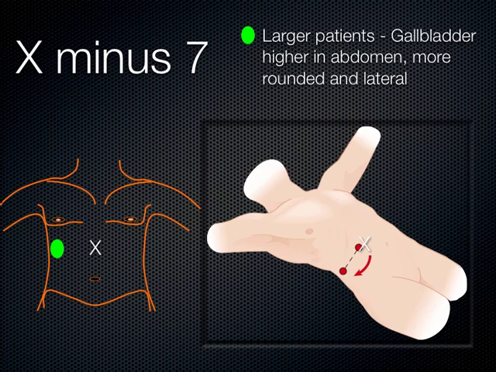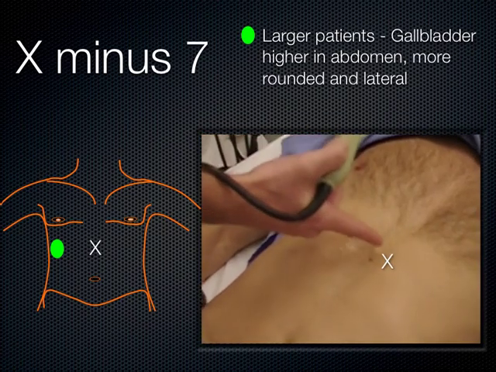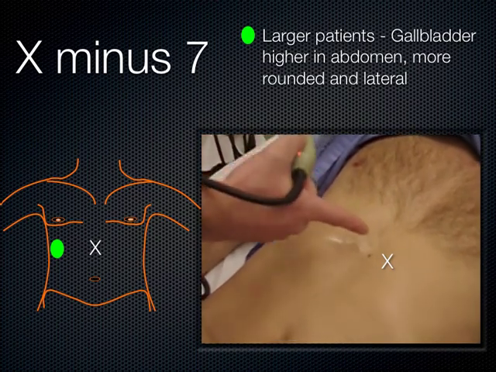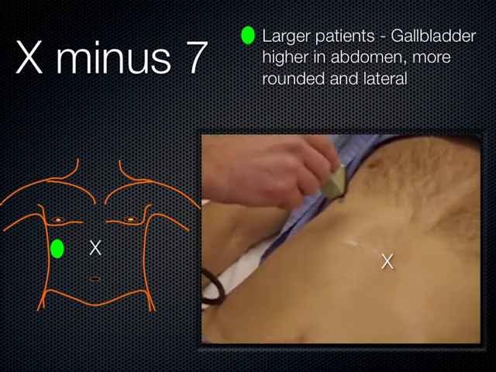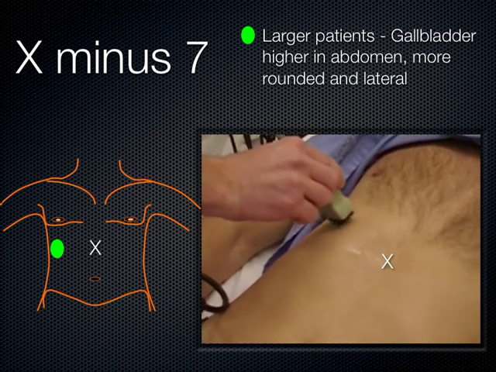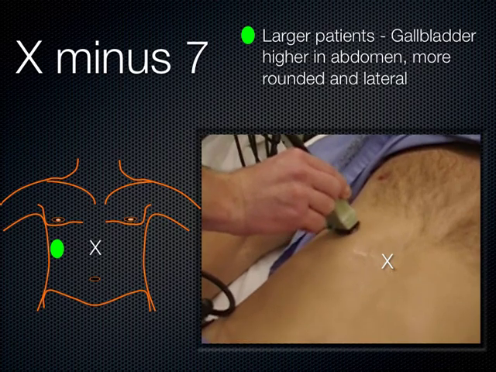It depends on the patient's habitus, but essentially what I'm getting at here is that instead of going subcostally or below the ribs, now you're going intracostally or between the ribs. In the X-7 approach, the X stands for the xiphoid process. The 7 stands for the 7 centimeters you're going to go to the right laterally. Place the probe perpendicular to the patient's skin, and more often than not, you're going to find the gallbladder in this general area.